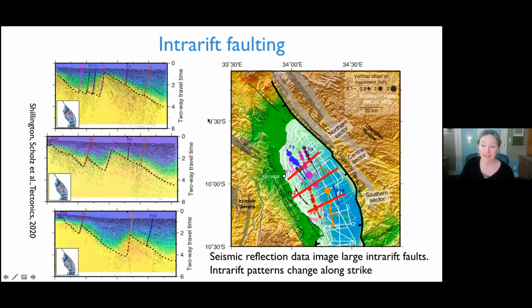Our next step is to characterize the amount of faulting within the basin on these intra-rift faults. Here I'm showing you 3 seismic reflection profiles across the North Basin, overlain on velocities extracted from that 3D model. What you can observe are some very prominent faults within the basin. Some of them have throws, or vertical offsets, I'm sorry, in excess of 2 kilometers.